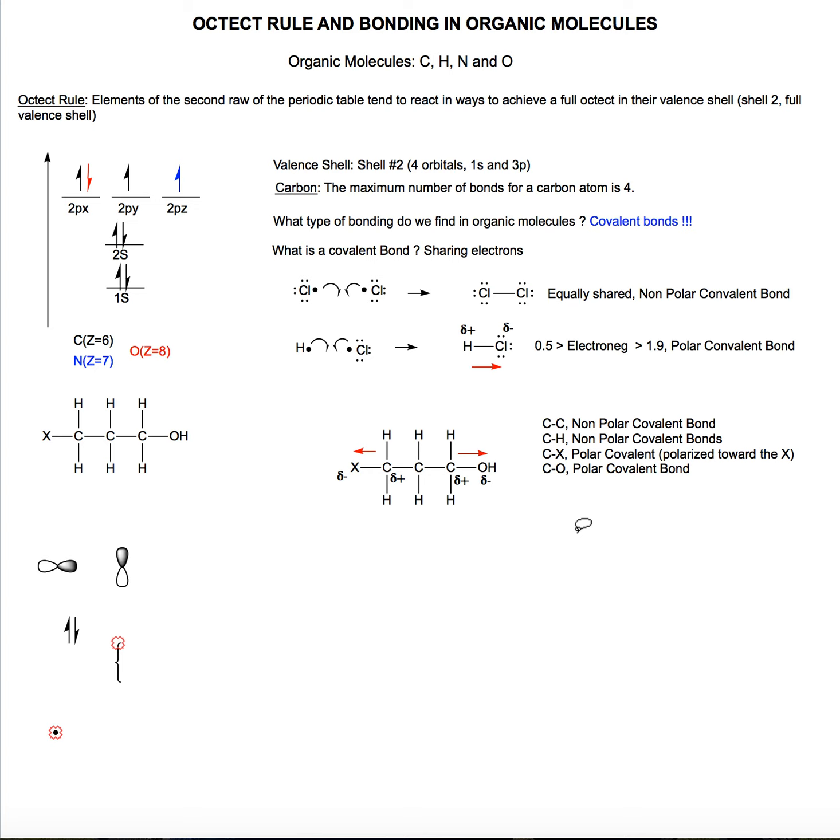Or the electrons can be shared unequally when one of the atoms is more electronegative than the other. In that case, the bond is polarized always toward the most electronegative atom, in this case oxygen, in this case the halogen, and that will increase the electron density around these atoms, leading to a fraction of negative charge over the most electronegative atom and a fraction of positive charge, or electron deficiency, on the less electronegative atom, in this case the carbon atom.